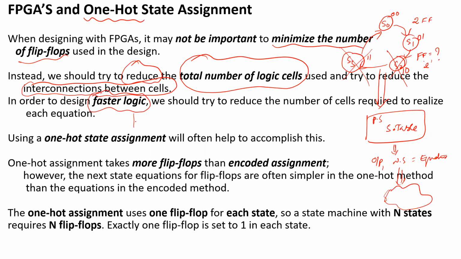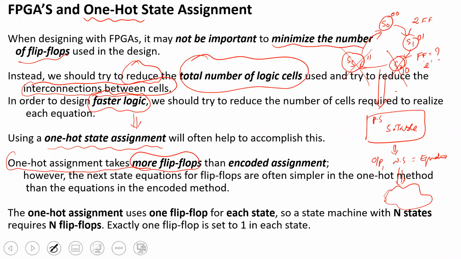This is achieved by one hot state assignment. Obviously, one hot state assignment requires more flip-flops. How can you say that? Because, for example, in this particular example I have taken four states, and for each and every state I'm using one flip-flop. However many states there are, that many flip-flops I need to use.